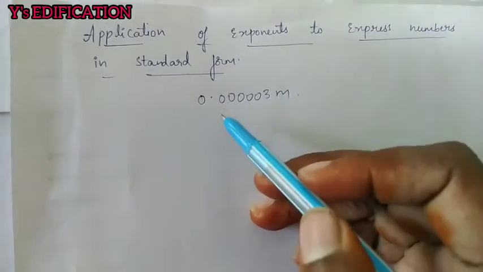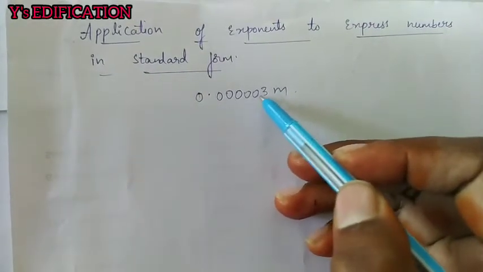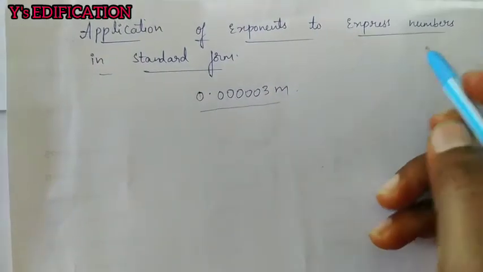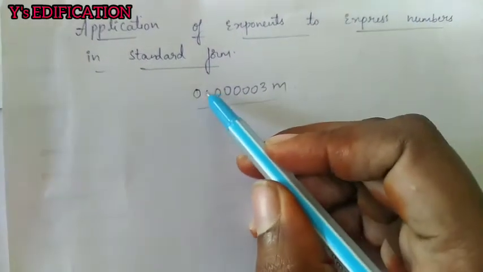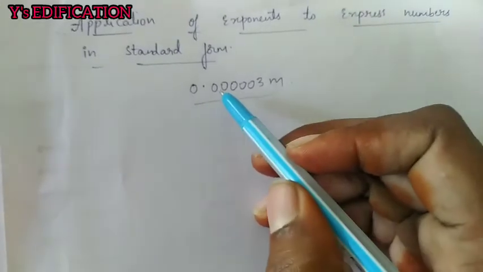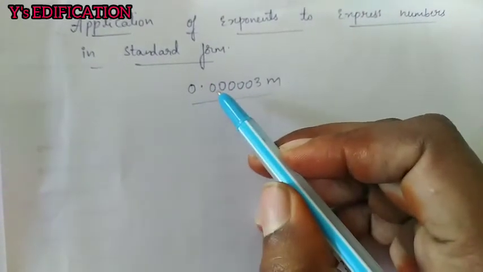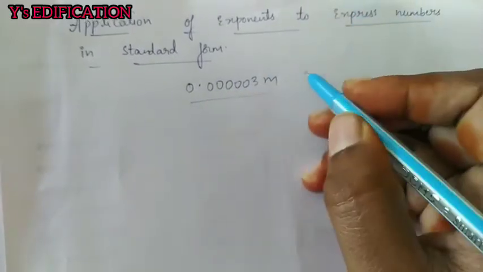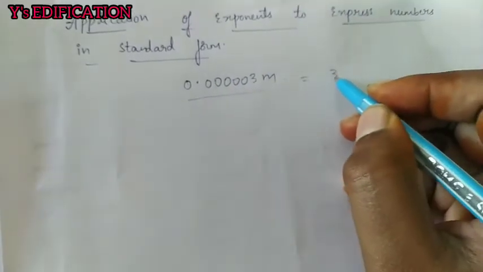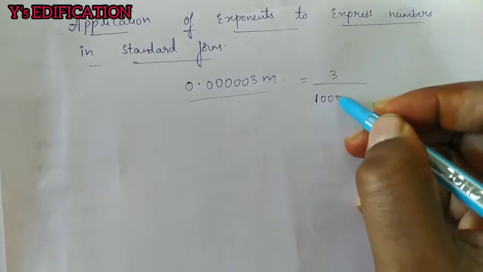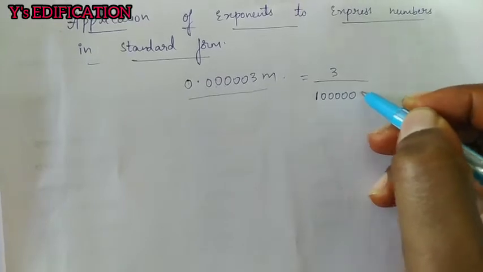0.000003 meters. I want to write this number in standard form. How will I write it? First of all, 0 point, so it is a very minute value, that means a very small value. After the decimal, how many digits do I have? 1, 2, 3, 4, 5 and 6. So I will take this as 3 divided by 1, 2, 3, 4, 5, 6.